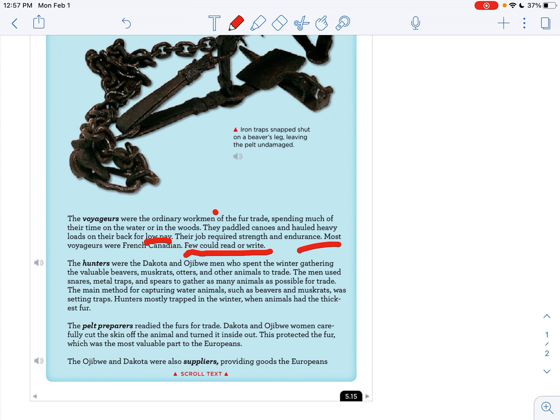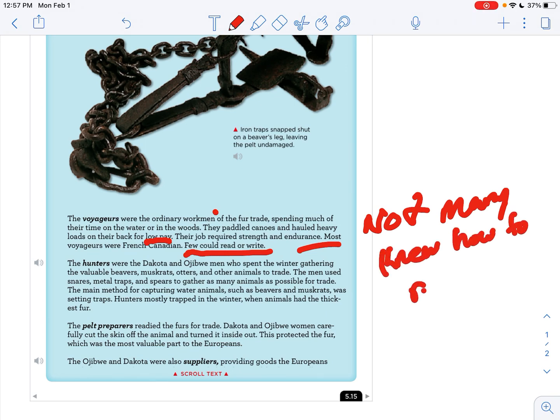In other words, not many knew how to read. Okay? Read or write. Remember our buddy Pierre in the book Broken Blade? He could read and write. He was the exception to the rule. So, voyageurs were Europeans. Fur traders were Europeans. Clerks were Europeans.